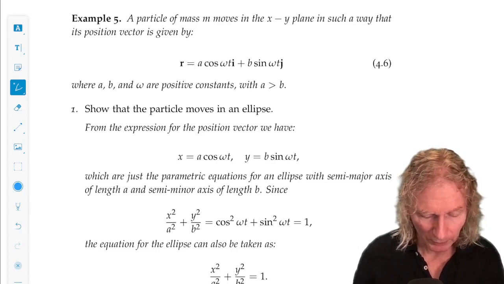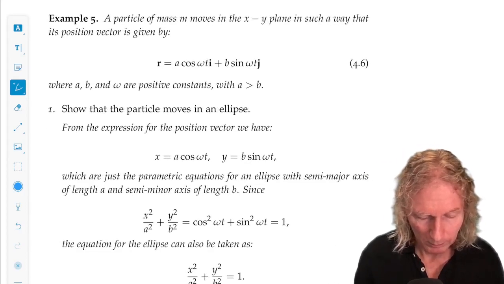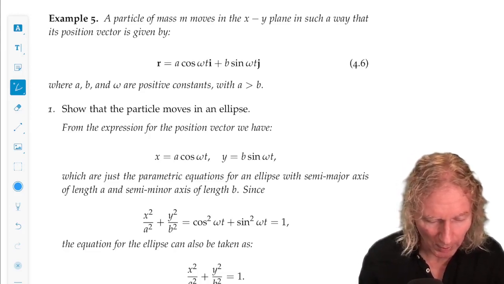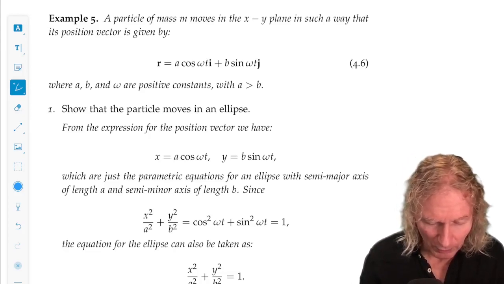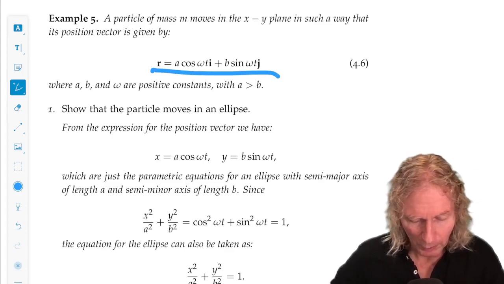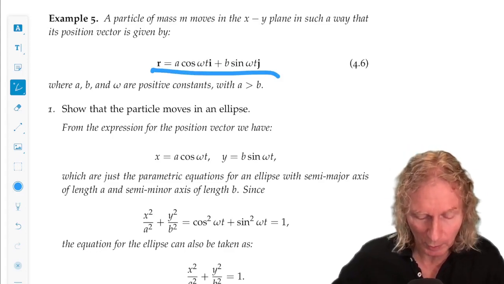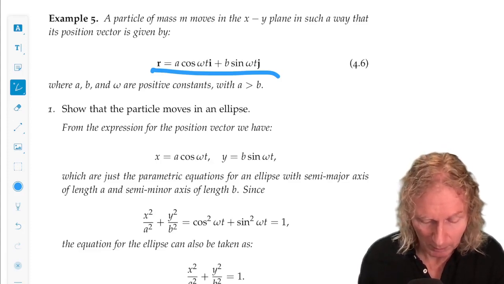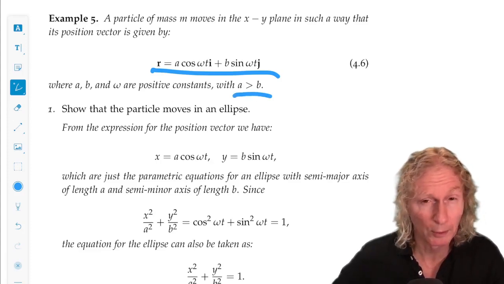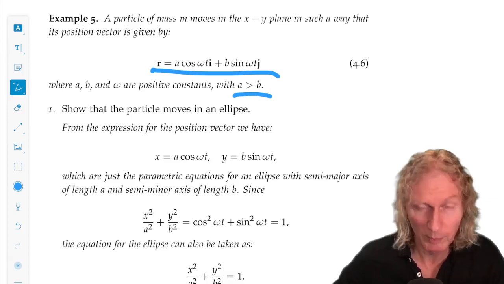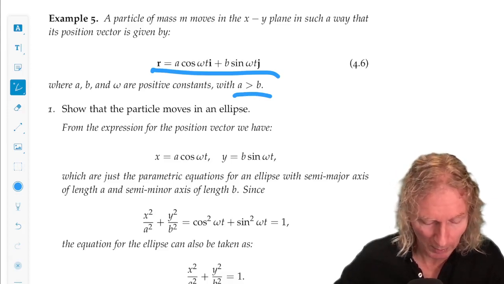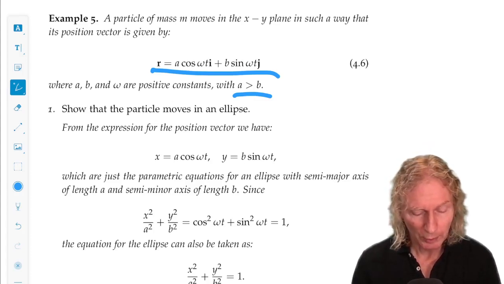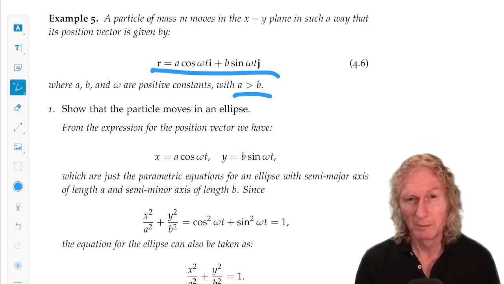Okay, let's look at a simple example. A particle of mass m moves in the xy plane in such a way that its position vector is given by this: a cosine omega t i plus b sine omega t j. a, b, and omega are constants, and for no particular reason, I've chosen a to be strictly larger than b. Question one, show that the particle moves in an ellipse.